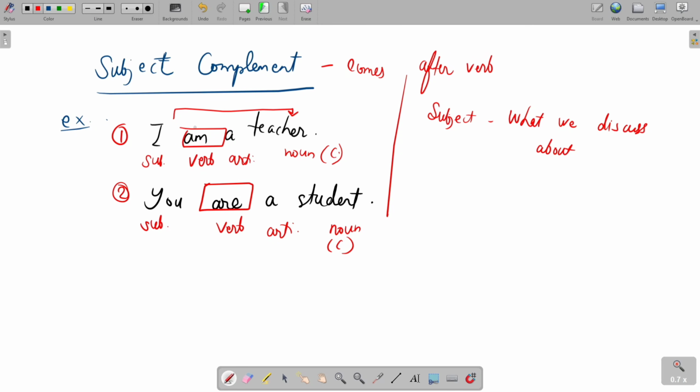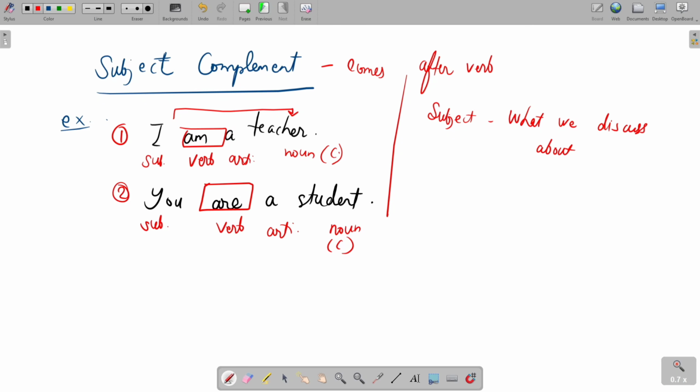So you can say that beside the verb there are two words. In the left side there is I, and in the right side there is a teacher. And in the second sentence, in the left side of the verb are is you, and in the right side of the verb are is student. So we can say that complement is a word which completes the meaning of a particular sentence by giving an extra state or an extra information about the subject after representing the verb.